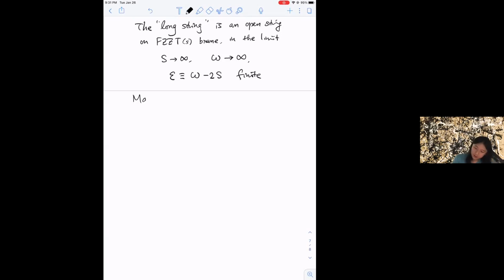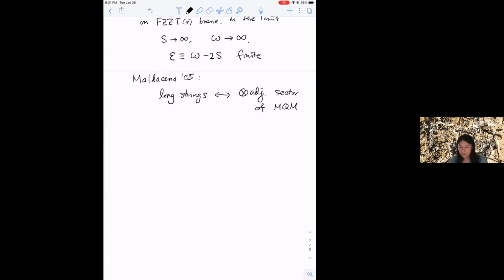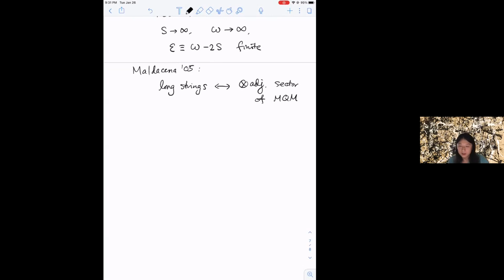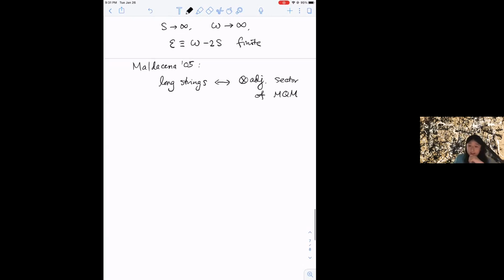So Maldacena in 2005 made a conjecture. He proposed that the long strings are due to the so-called non-singlet sector of the matrix quantum mechanics. More precisely, the tensor product of adjoint representation of U(N) sector of the matrix quantum mechanics, which I will define momentarily. Okay, so now we're going to explore the content of this conjecture.